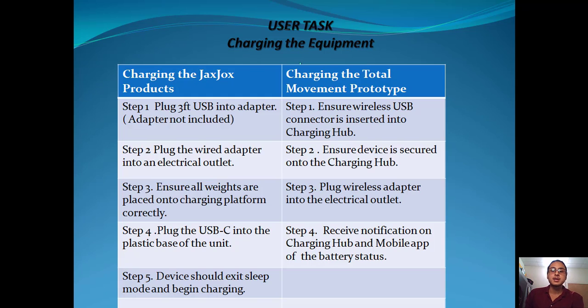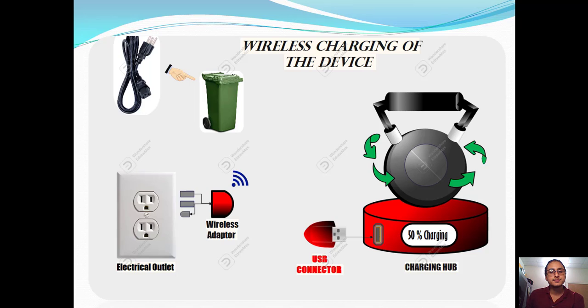In comparison, the charging of the Total Movement prototype. Step 1. Ensure the wireless USB connector is inserted into the charging hub. Step 2. Ensure the device is secured onto the charging hub. Step 3. Plug the wireless adapter into the electrical outlet. And Step 4. Receive a notification on the charging hub and mobile app of the battery status.